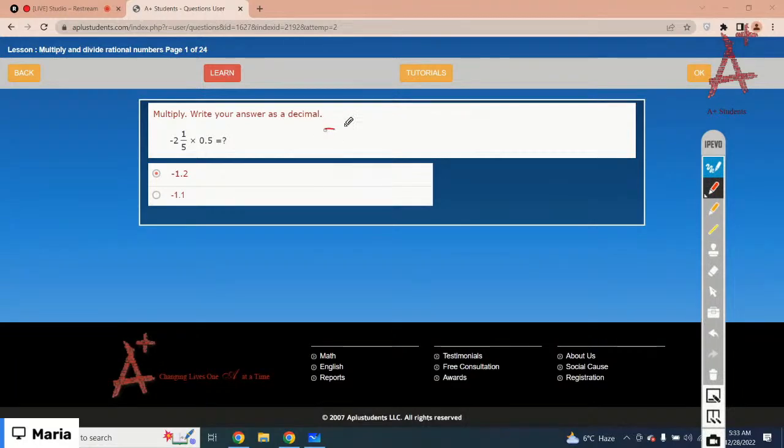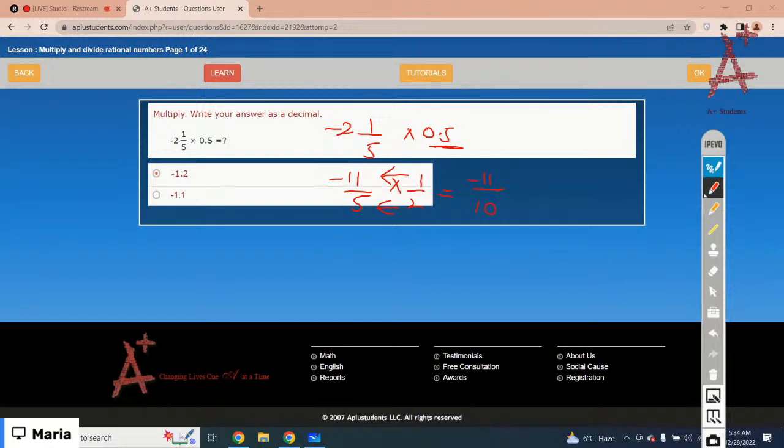Convert the negative 2 whole 1 by 5 into a mixed fraction. 5 times 2 is 10 and 1, negative 11 over 5. Or also you can write 0.5 as 1 over 2. Got it? So just do numerator times numerator, denominator times denominator. It would be negative 11 over 10.